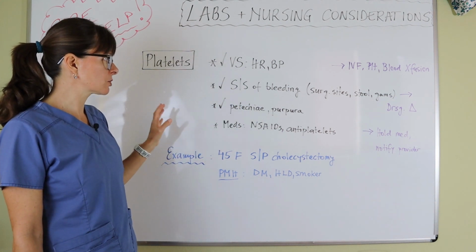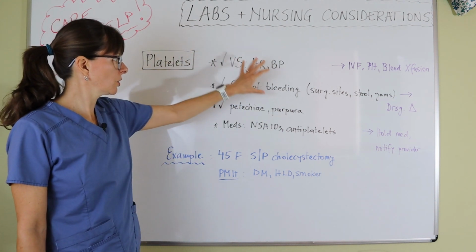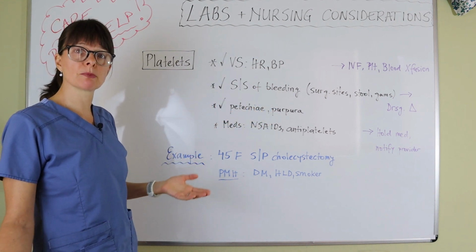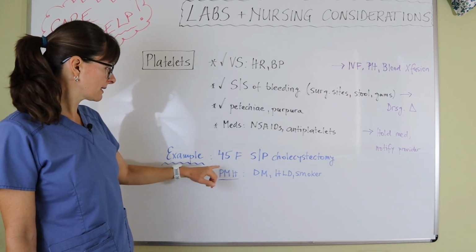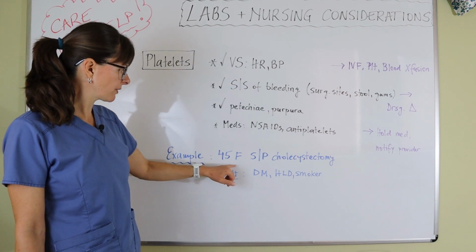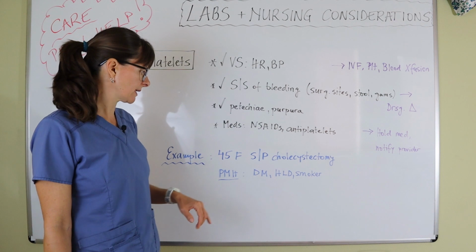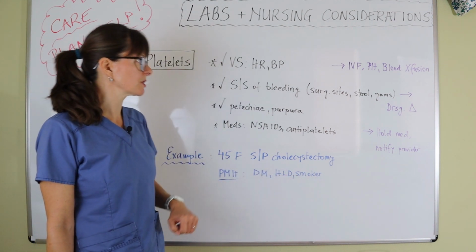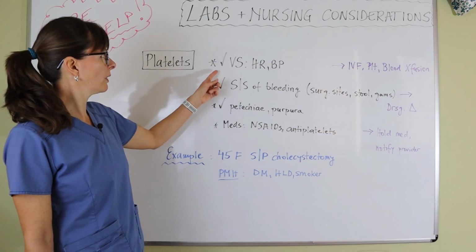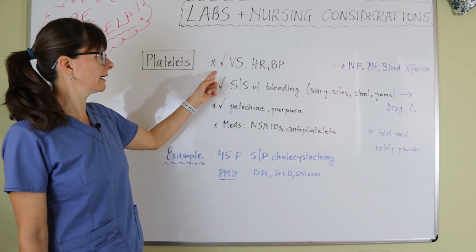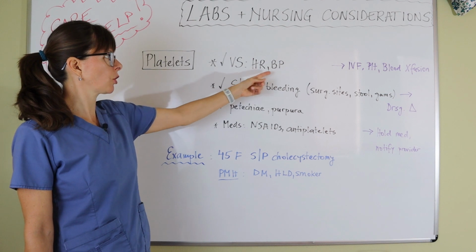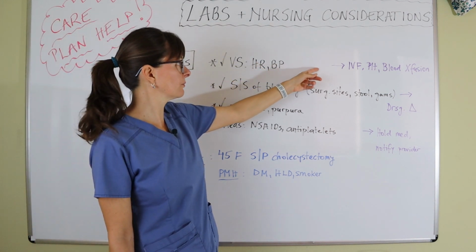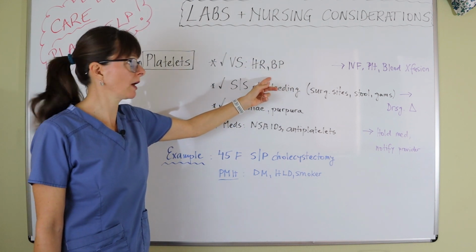And so now let's try and apply the information here to a specific patient care scenario that you might encounter in clinical. The example here is a very simple one, a 45-year-old female who's status post-cholecystectomy. Her past medical history includes diabetes, hyperlipidemia, and she's a smoker. So if we check the vital signs and we see that she's tachycardic and hypotensive and we're worried about her platelets, we can give her IV fluids to help bring the blood pressure up and the heart rate down.